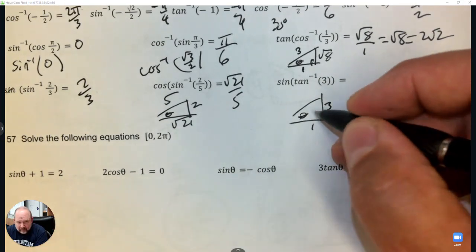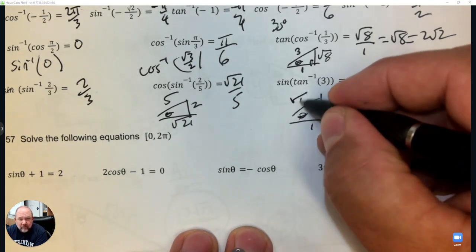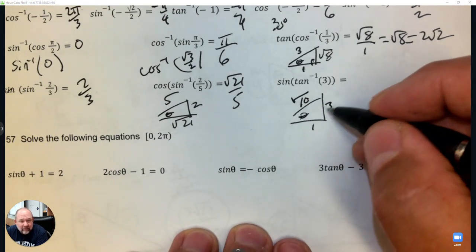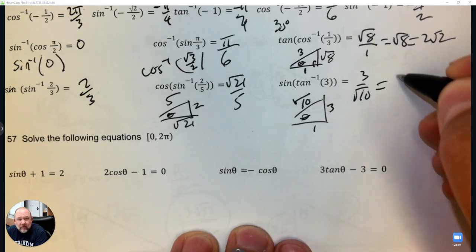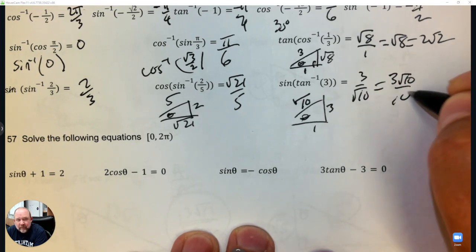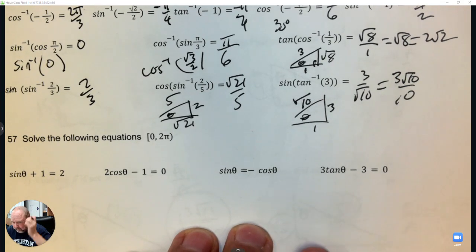Again, this is a triangle question. So it's opposite over adjacent. 3 squared plus 1 squared is the square root of 10. And sine then would be 3 over root 10, or multiplied by root 10, it's 3 root 10 over 10. All right, last questions.